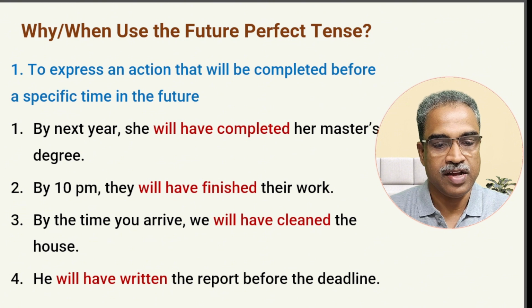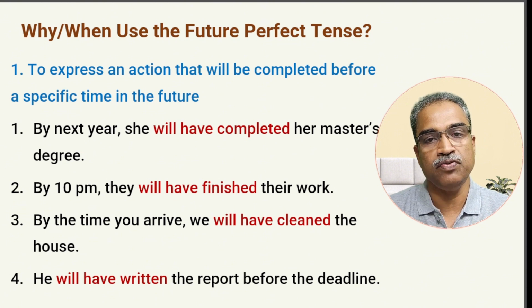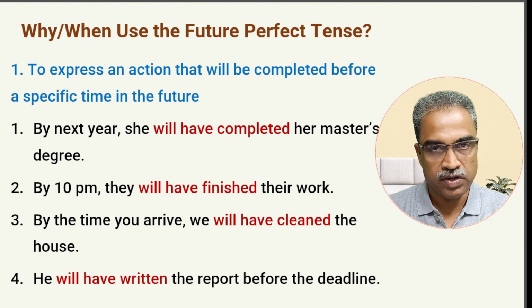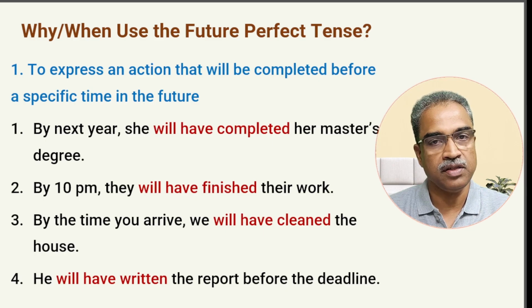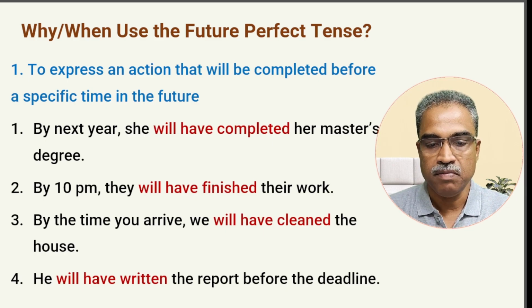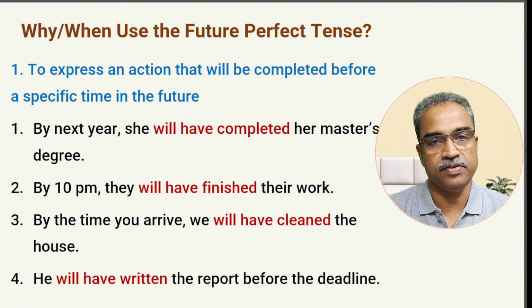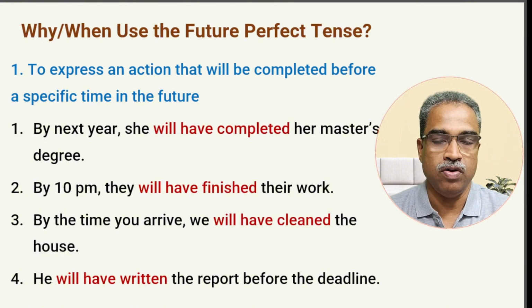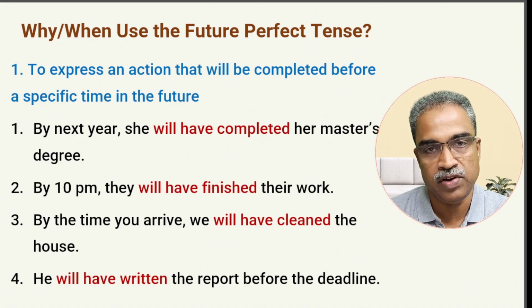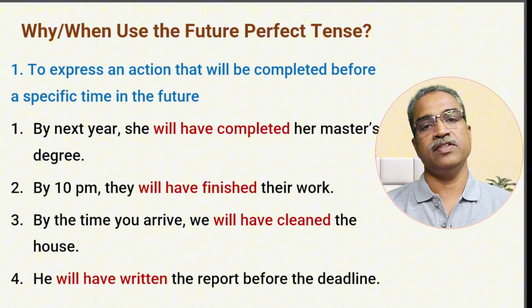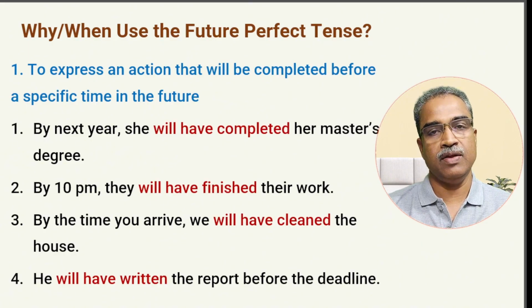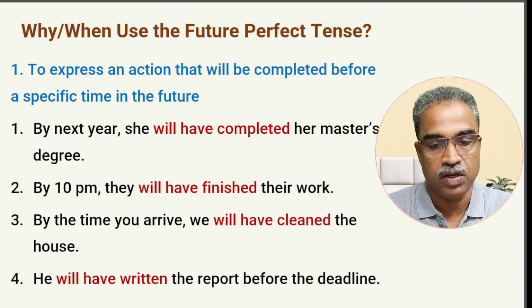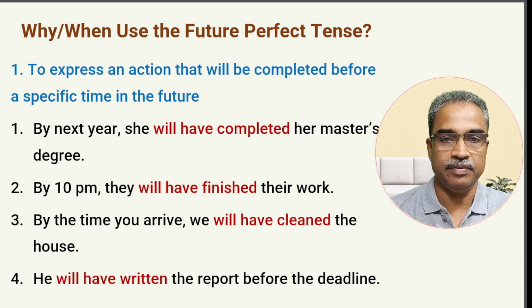And the last one, he will have written the report before the deadline. Means he has not written now. Maybe he is writing, but not completed. But before the deadline, 100%. It's certain he would complete before the deadline. So we will say, make sentences in the future perfect: He will have written the report before the deadline.